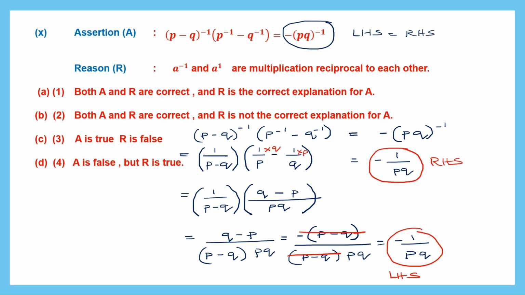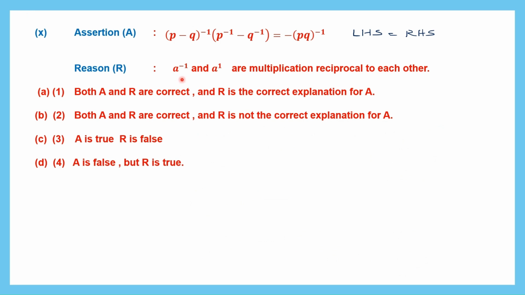Now let's look at the reason. A to the power of minus 1 and A to the power of 1 are multiplicative reciprocals of each other, which is true, which we just saw here, isn't it? Now, the option that we're going to choose is the first one. Both A and R are correct, and R is the correct explanation for A, as we just saw. So what is our answer here? Both A and R are correct, and R is a correct explanation for A.